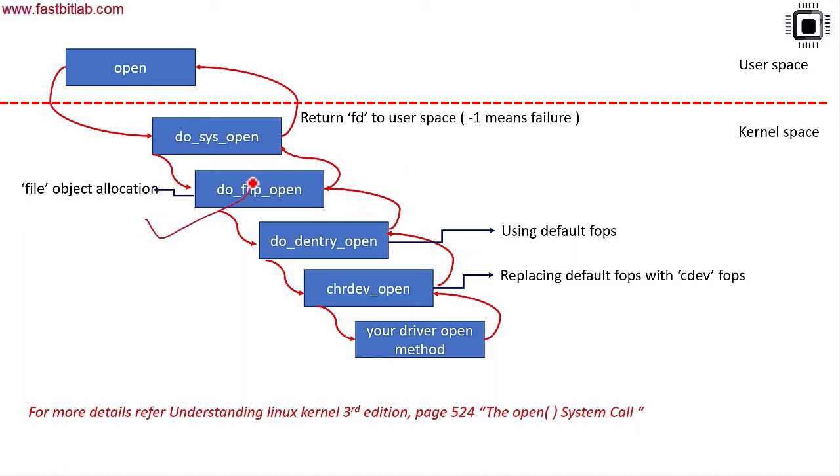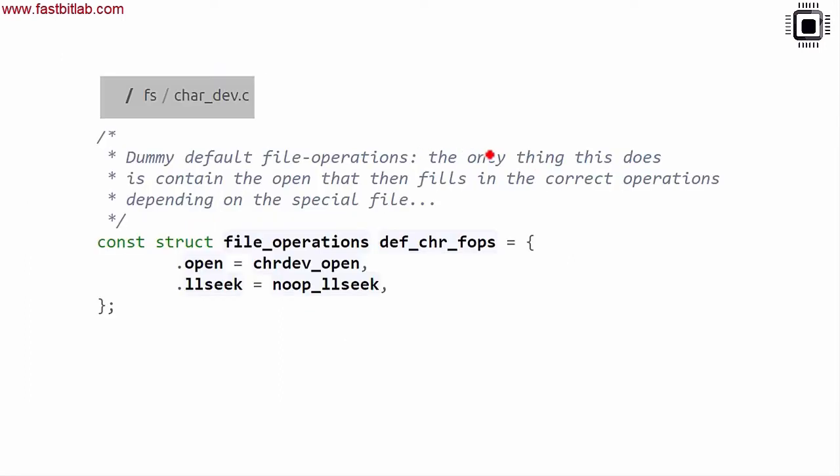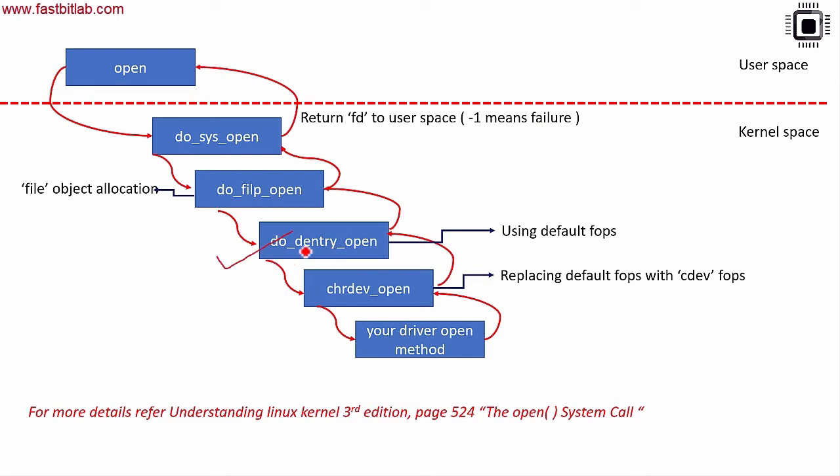So basically what happens is whenever a file object is created in do_filp_open, the default fops will be called in do_dentry_open. So what's the default fops? That is this one. This one will get called. And from here, your driver's open method will get called. Let's check the source code of do_dentry_open.